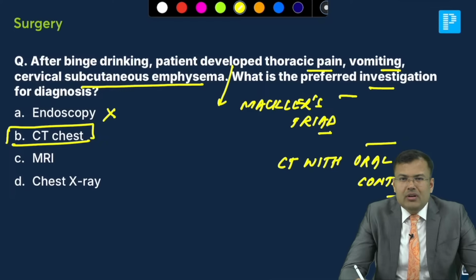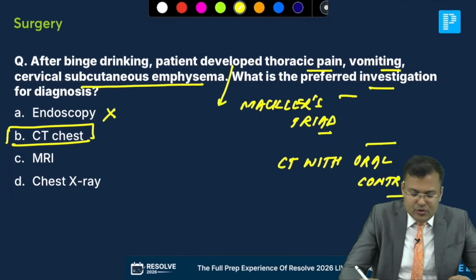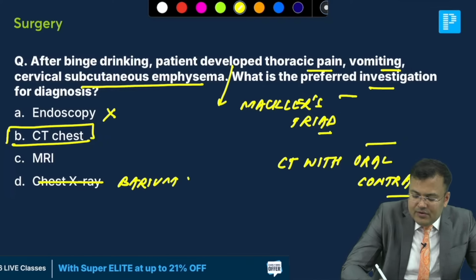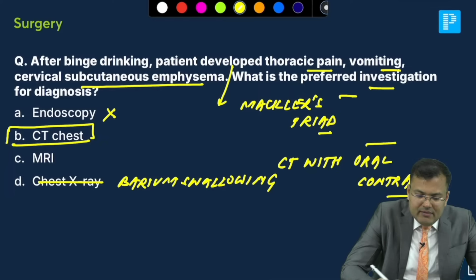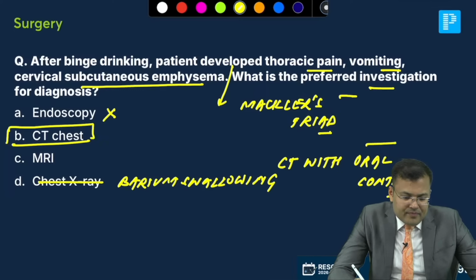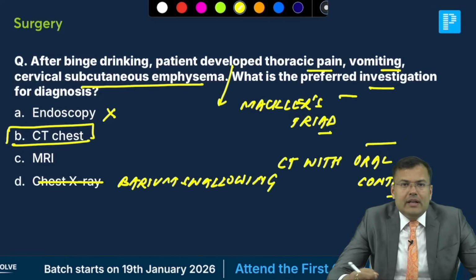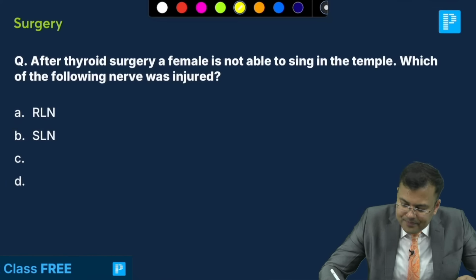Barium swallow, it's not the first line. It is water soluble contrast esophagogram which is preferred. ठीक है? तो यहाँ पे CT with oral contrast, that is preferred. Diagnosis you will do to confirm? Yes, we are going to do CT with oral contrast to confirm the diagnosis. ठीक है? Correct answer is B.